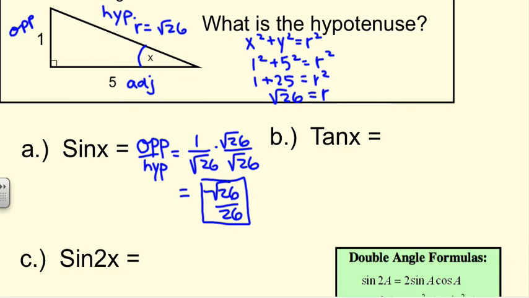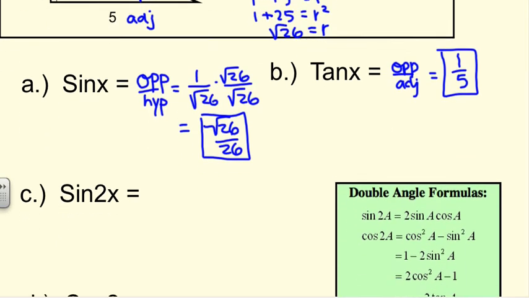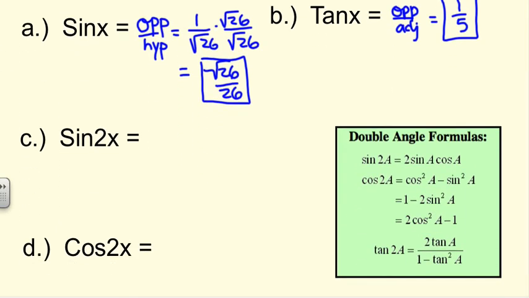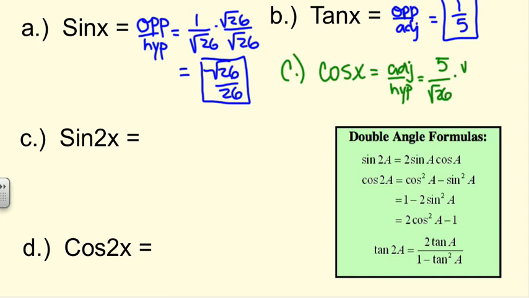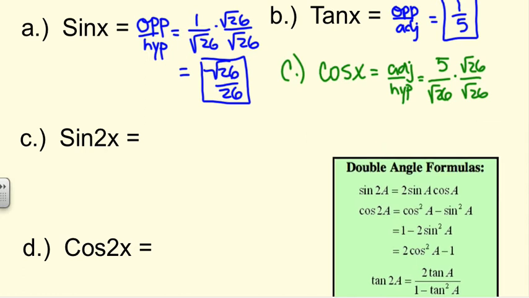Now let's find the tangent. The tangent is opposite over adjacent, so we get 1 over 5. So we've already learned how to do that already. Let's find one more here. We'll just call this C. The cosine of x is adjacent over the hypotenuse. So your adjacent is 5, your hypotenuse is square root of 26. Rationalize it. You get 5 square roots of 26 over 26. So those are the big 3, sine, cosine, and tangent.